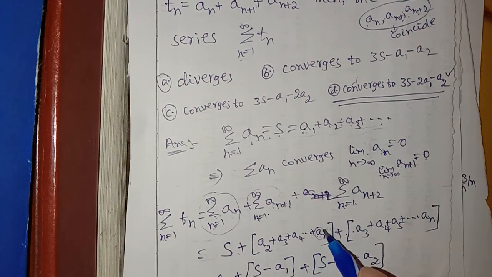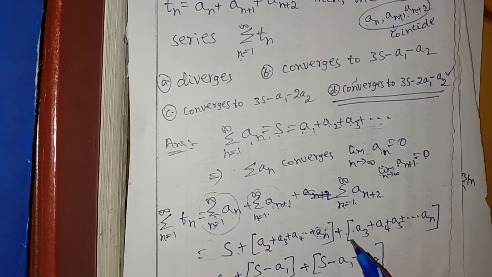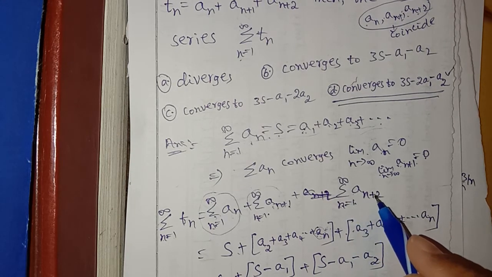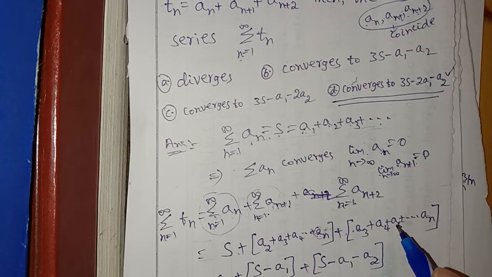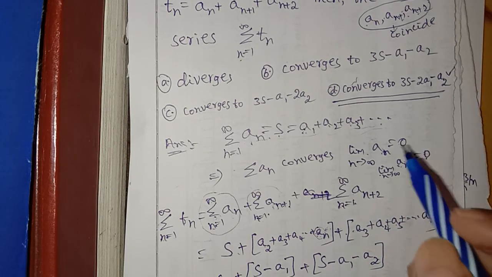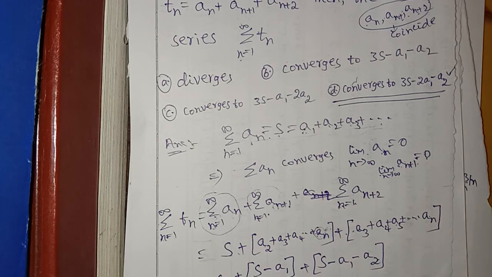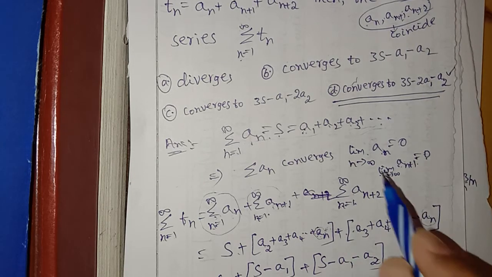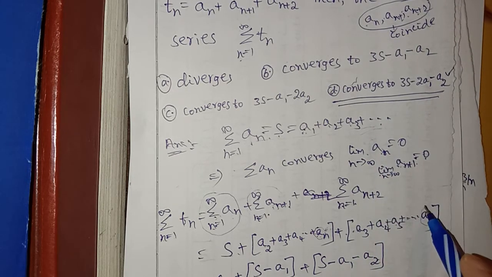So I write here only an. Now, here if n is equal to 1, 1 plus 2 is 3, a3 plus a4 plus a5 up to an. Since it is a convergent series, we can write that an plus 1 and an plus 2 coincide. So I write here an.